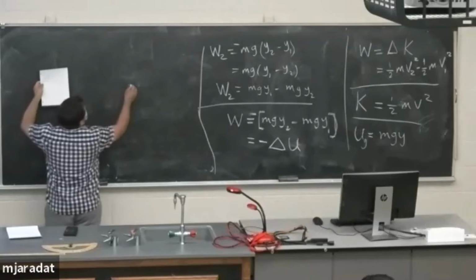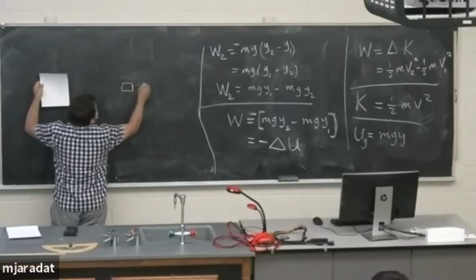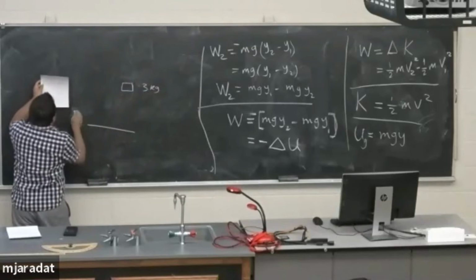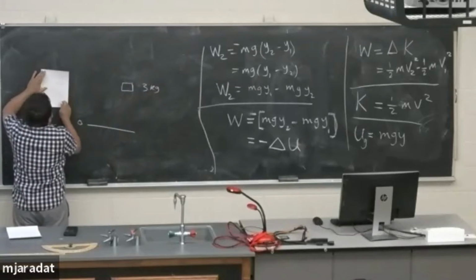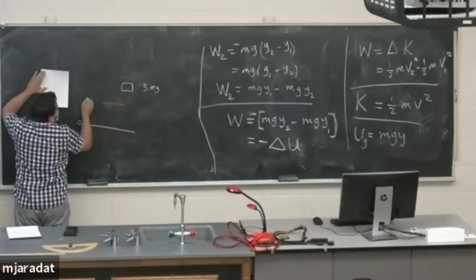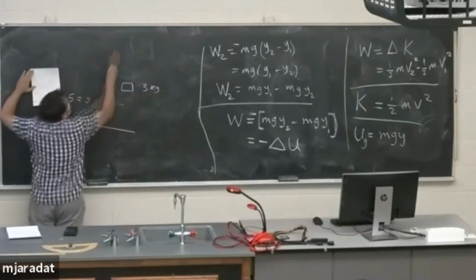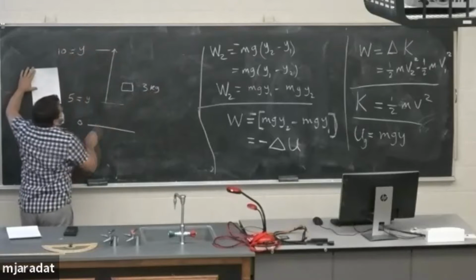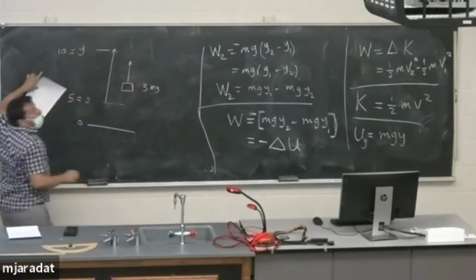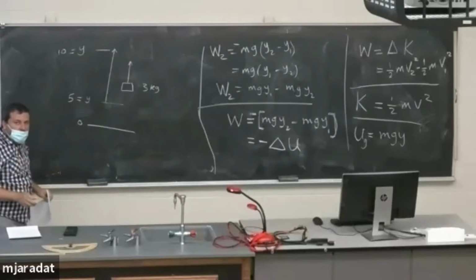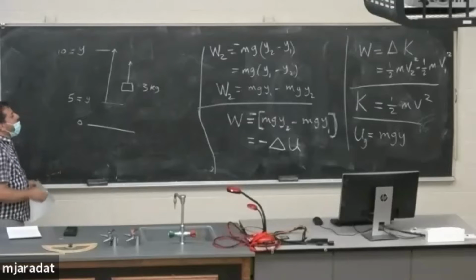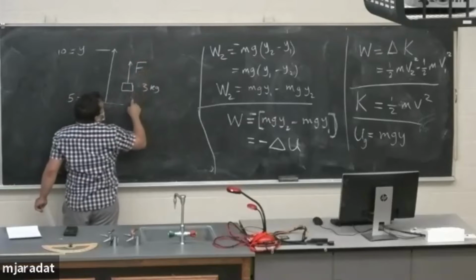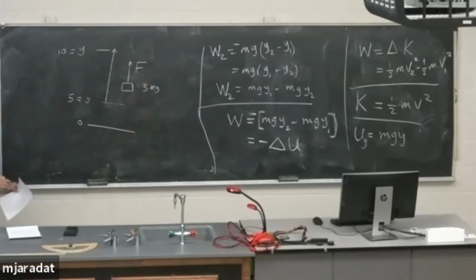we need to lift a mass of 3 kilograms. If this is 0, we need to lift it from y equal to 5 to y equal to 10, with constant velocity. We don't need any acceleration. That means the force we need to apply is equal to the weight, which is mg.